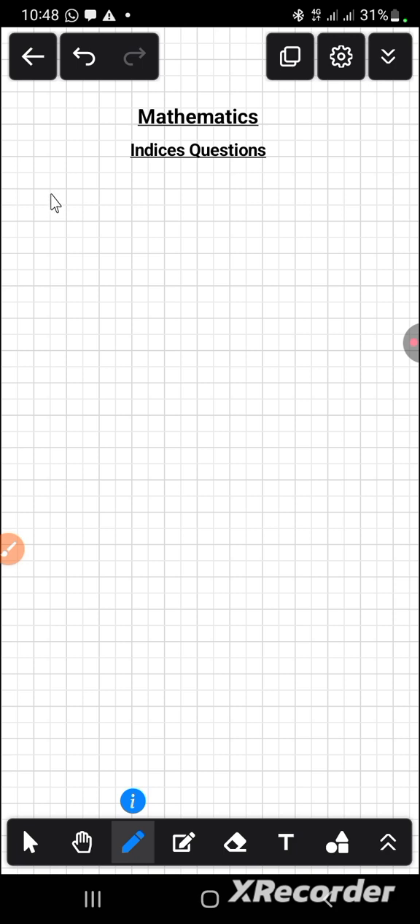I came across these questions in indices and I decided I will be solving them to help us learn how to tackle some problems in indices. Okay, let's say this one is number 1.